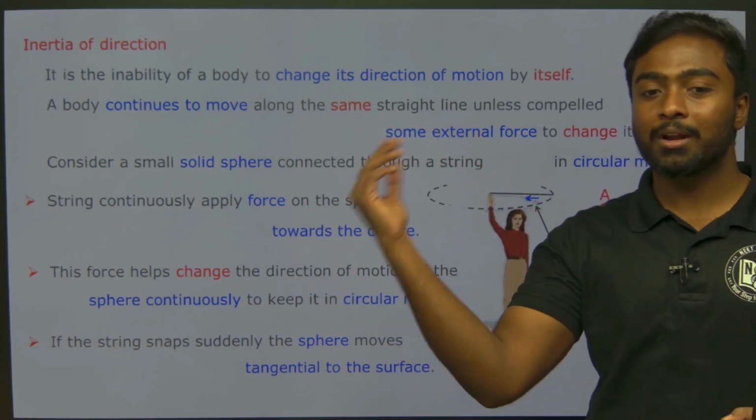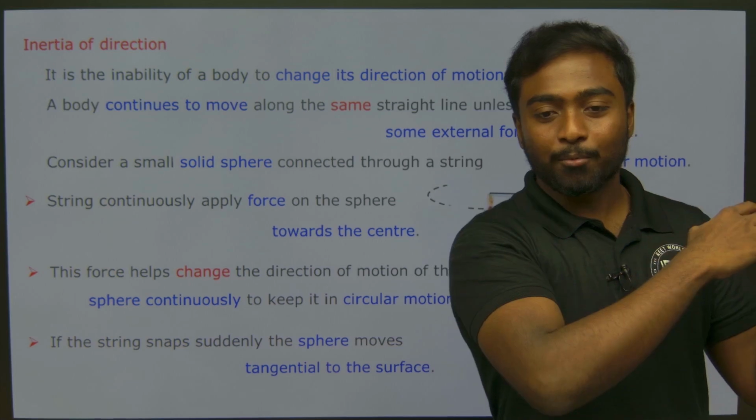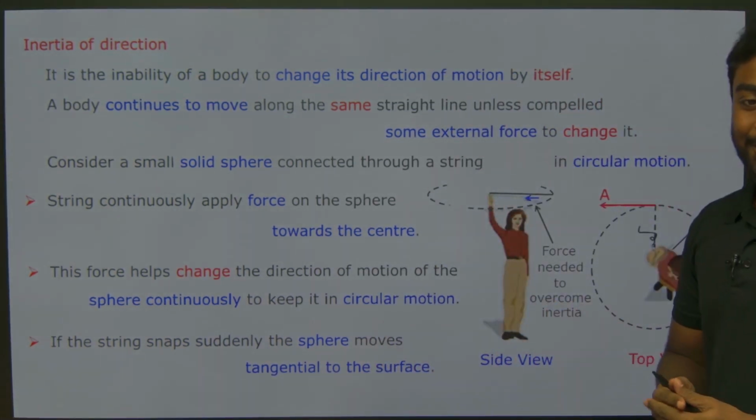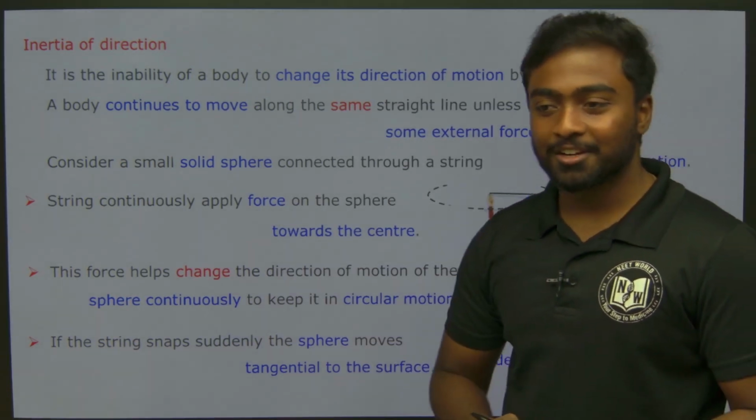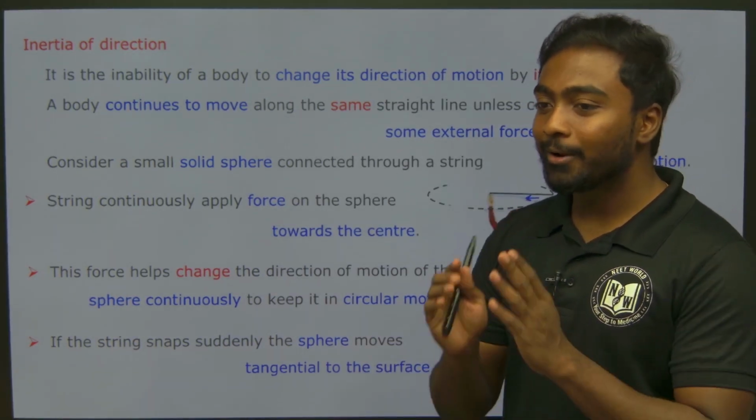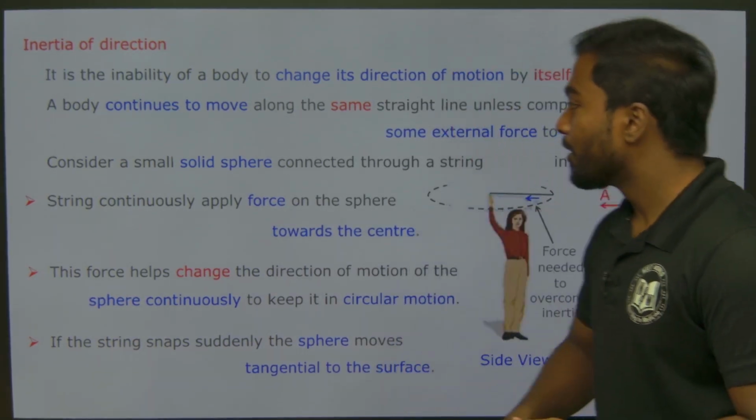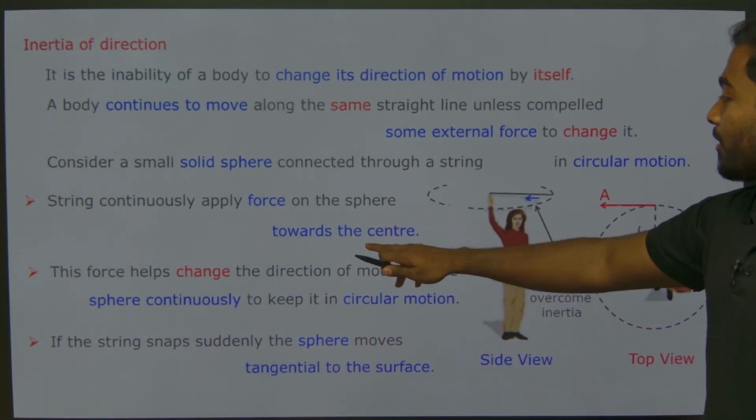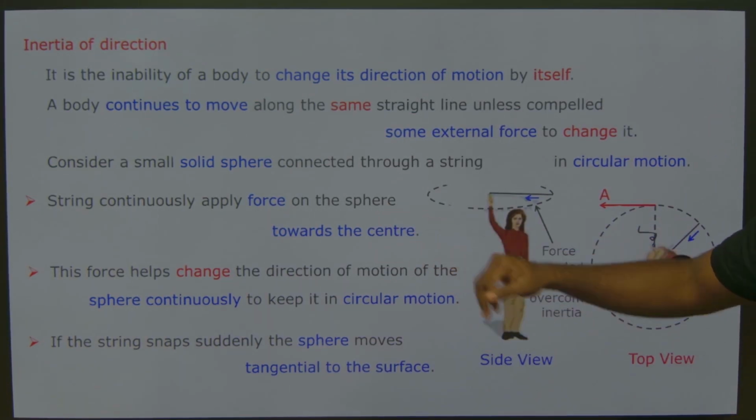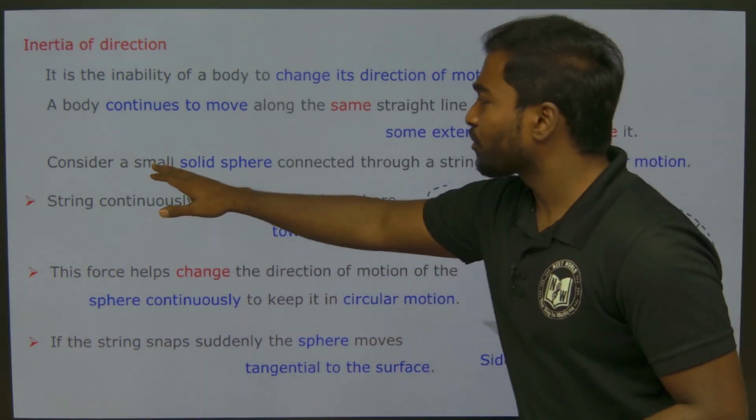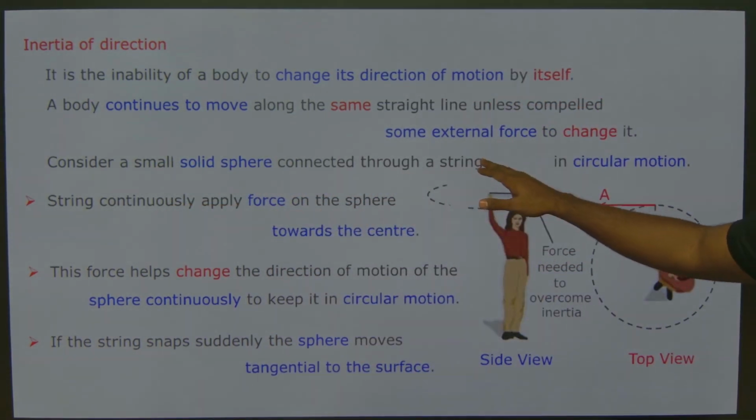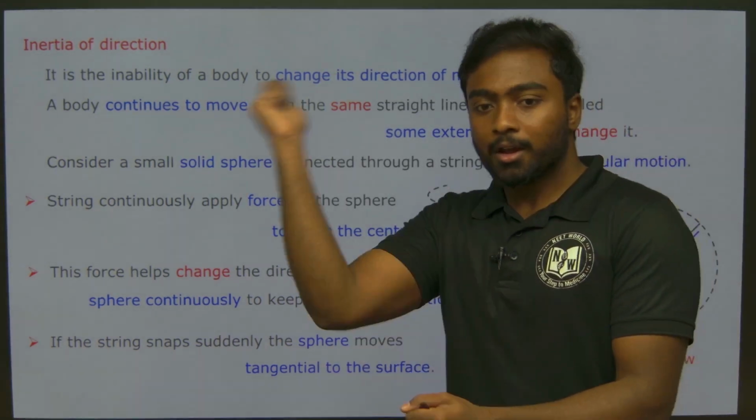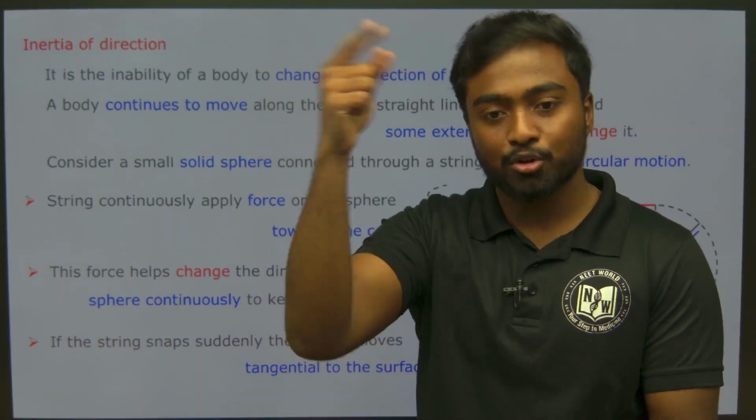Say a cyclone comes, and because of that cyclone it has been moved somewhere, right? So some external force should be there to change its direction; unless that happens, it will go in the straight direction. Now, a string continuously applies a force on a sphere towards the center. What does it mean? Consider a small solid sphere connected to a string in a circular motion. If I take a string and rotate it like this, a circular motion will take place.